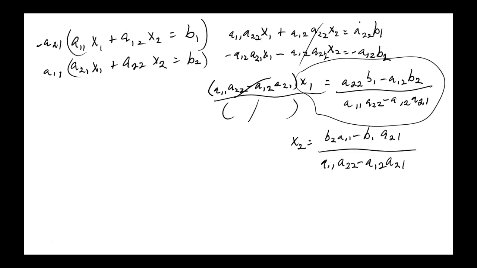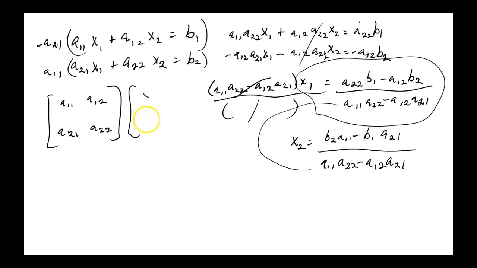Now, things to notice here. They have the same denominator, don't they? Even though you did different processes, they wound up with the same denominator. And what is that denominator? Well, you see it right there. But what I'm going to do is go back to my original thing here and write this as a matrix: A11, A12, A21, A22 times x1, x2, we've done this many times before, is equal to b1, b2.